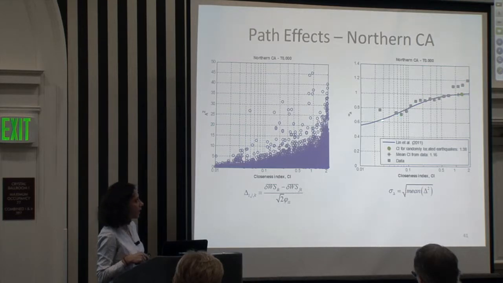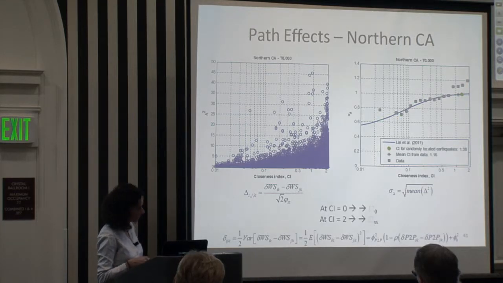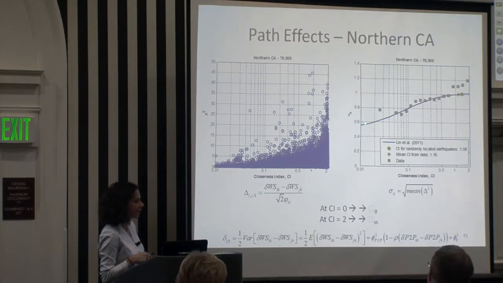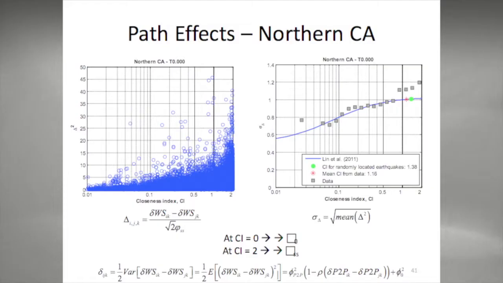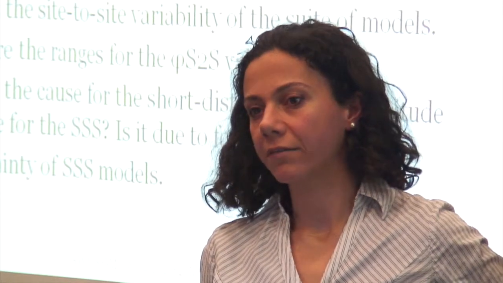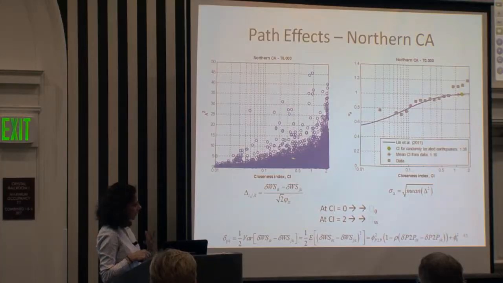What this means is that if your closeness index is 0, it means your paths are perfectly correlated, then you are here, and this will give you the single path sigma. That is normalized in this case because we're normalizing. If your closeness index is 2, meaning your paths are not correlated at all, then this will give you the single station sigma. This is 1 because it's normalized. And anywhere in between, it means you have some path effects that are being observed.